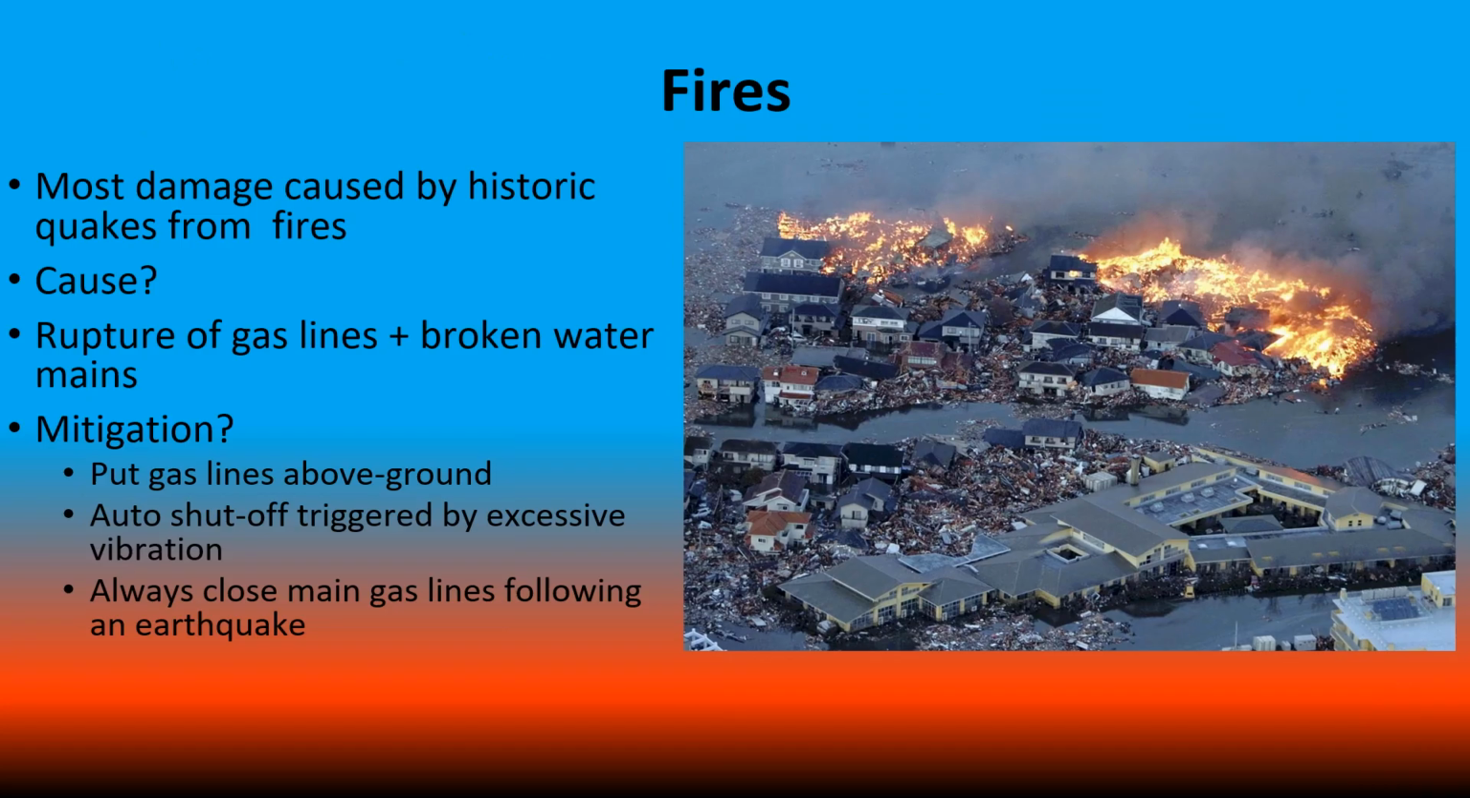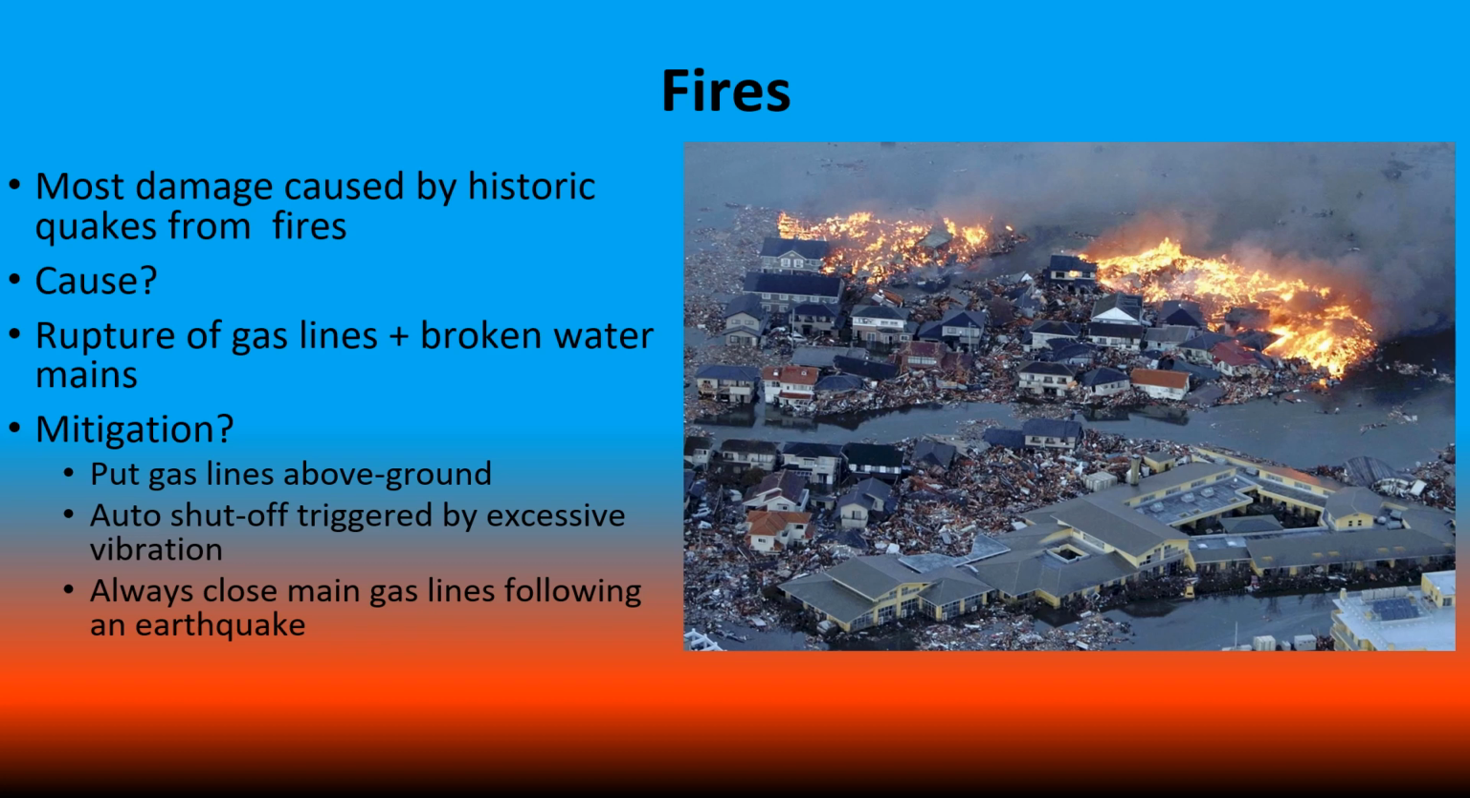And the most damaging thing usually from historic quakes that we've had is fires. And so I asked you earlier to maybe start thinking about why we'd have fires. And if you thought ruptured gas lines or broken water mains, you'd be correct. So we put most of our gas lines underground. We put a lot of water mains underground.